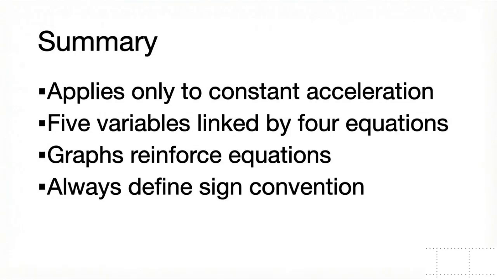To wrap up, remember that the concepts we've covered apply only when acceleration is constant. There are 5 key variables, and these are all connected through 4 main equations that describe the motion. Using graphs helps to make these relationships clearer and easier to understand. One important tip is always to define your sign convention at the start, so you stay consistent and avoid confusion throughout your calculations. This summary highlights the core ideas you need to keep in mind moving forward.